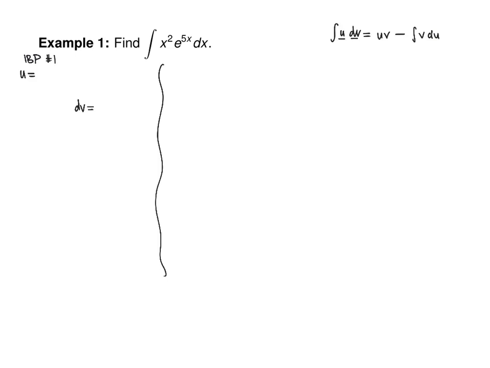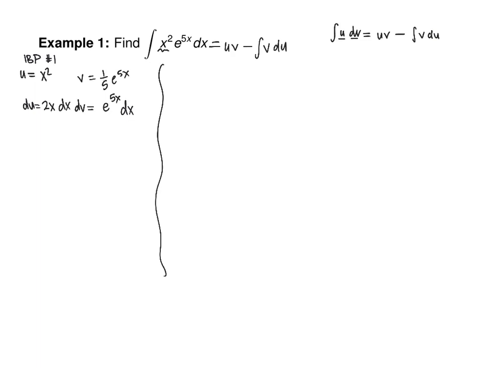So usually when you pick u, you pick u to be something that goes away when you take its derivative repeatedly. So here I'm going to pick the u to be x squared, that part of my integrand, and dv is the rest of the stuff, e to the 5x dx. And then to apply this formula, this will be equal to uv minus the integral of v du. You've got to figure out what v is and figure out what du is. So du is the derivative of u, du is 2x dx, and v is the antiderivative of e to the 5x, 1/5 e to the 5x.